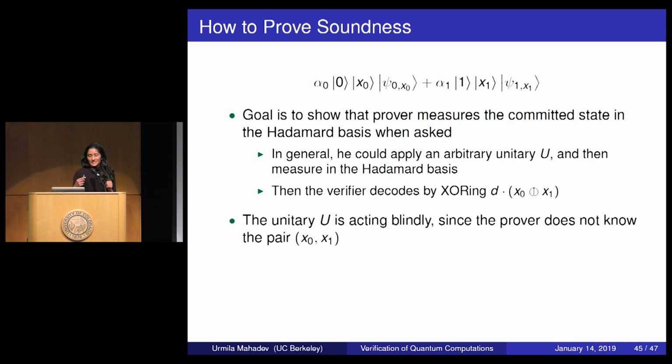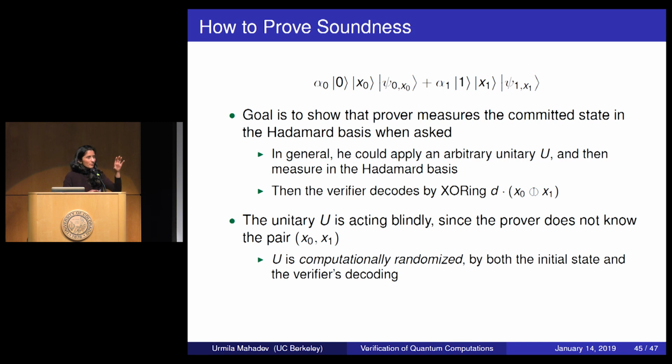Now, the point is, his deviation operator U is essentially blind. This was the intuition I gave earlier. So the unitary U is acting on this state, but the unitary U is chosen by the prover, so it cannot be dependent on x0 and x1. Moreover, it's followed by the verifier's decoding, which is also dependent on x0, x1. So the unitary U is essentially computationally randomized by both the initial state and the verifier's decoding.